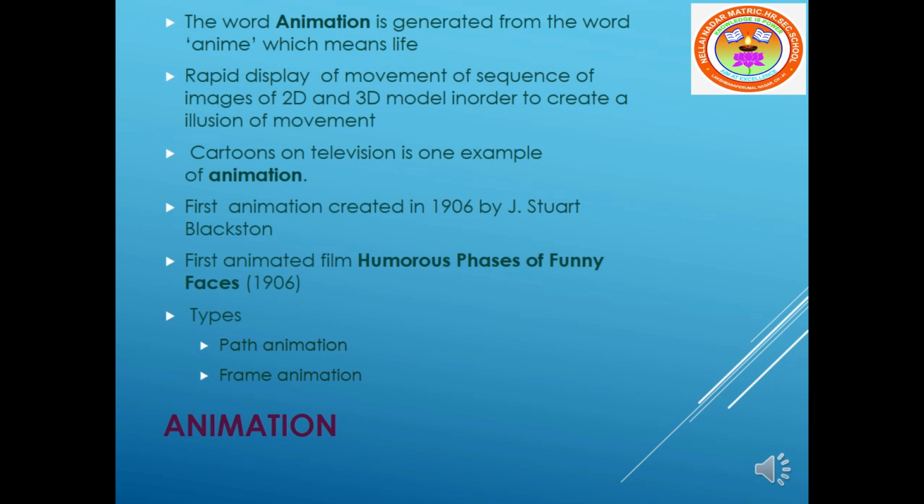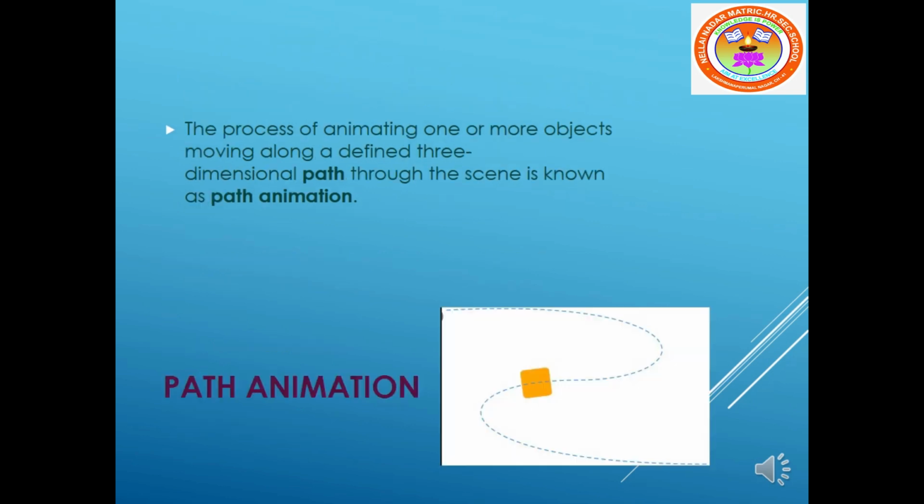There are 2 types of animation: path animation and frame animation. Path animation means what? We have to draw the path where the object should move. But when it is rapidly displayed, that path will not be displayed, whereas the object will appear to move on that path. So if we create a path and move the object on that particular path, it is called path animation. The process of animating one or more objects moving along a defined three-dimensional path through a scene is known as path animation.